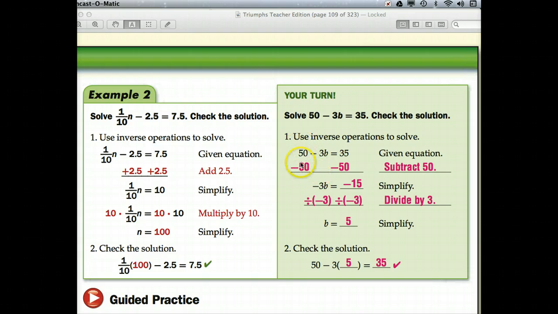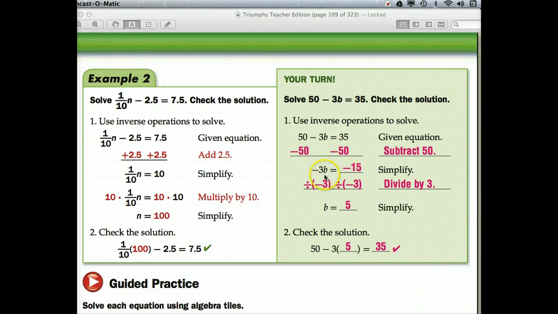Alright, did you get that you needed to subtract 50 first because this is a positive 50, so the inverse operation is subtracting 50. We end up with negative 3b is equal to negative 15. So we divide by whatever's with the variable. We're going to divide both sides by negative 3. Negative 15 divided by negative 3 is a positive 5.